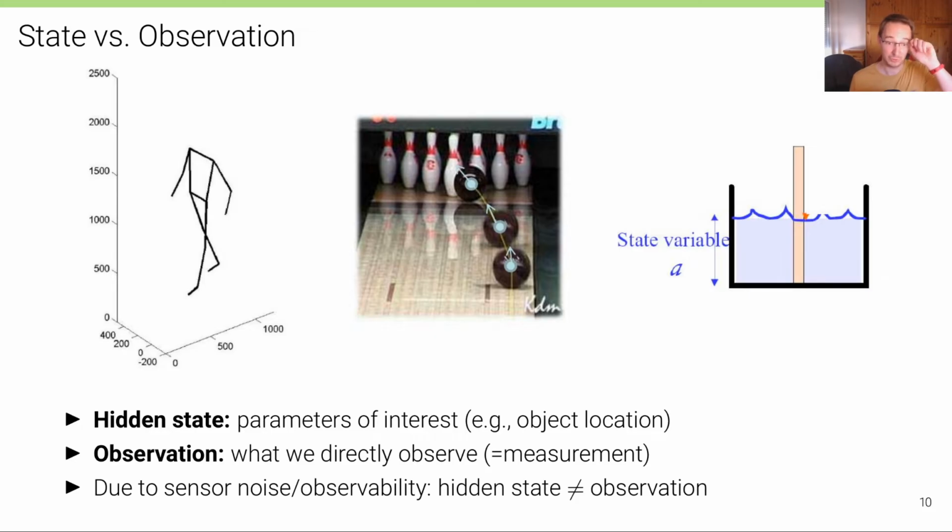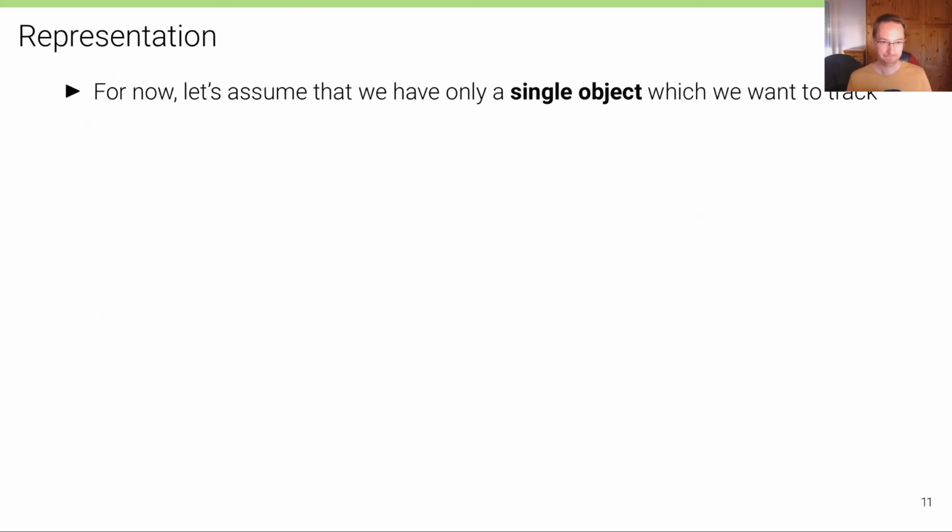And furthermore, not all aspects of the state might be directly observable. The state may only be partially observed. For example, we may be interested in tracking the velocity of that ball, but we are only able to observe the position of that ball. And that's why the hidden state that we want to track over time is, in most cases, not the same as the observation. And that's the reason, of course, why we need filtering and state estimation.